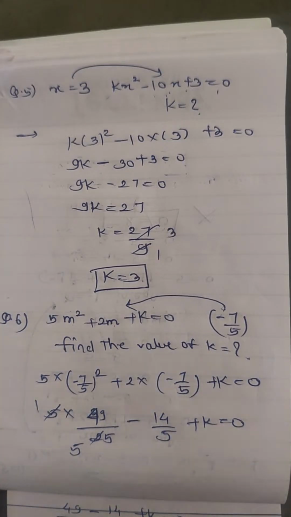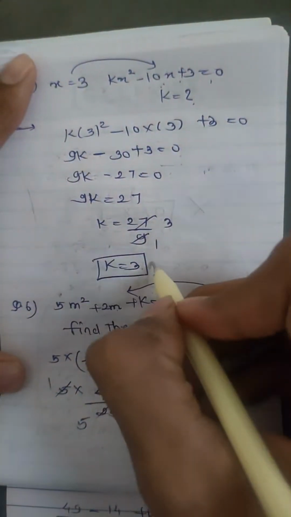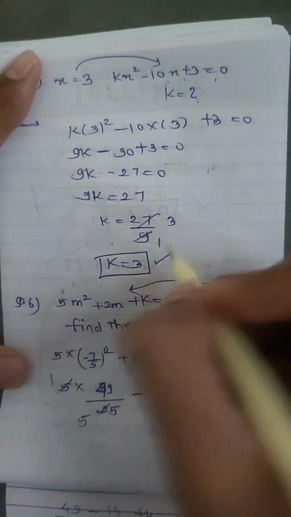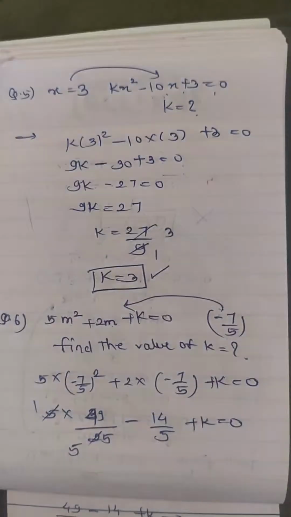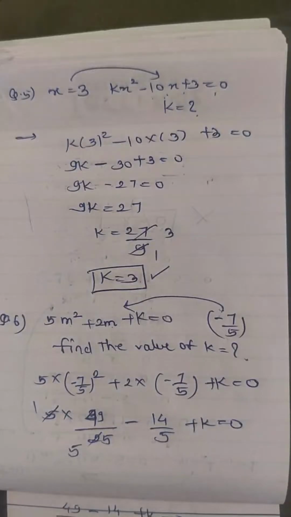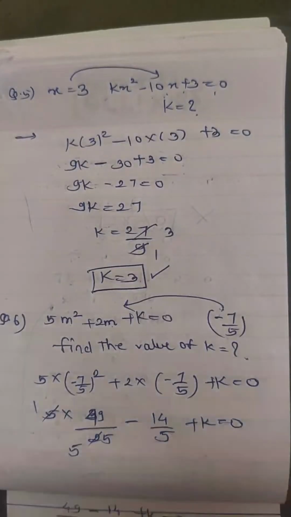So k into 3 square minus 10 into 3 plus 3 equals 0. So we get 9k is equal to 27, and the value of k we get here is 3. In this way we can find the value of k if one of the roots of the equation is given.